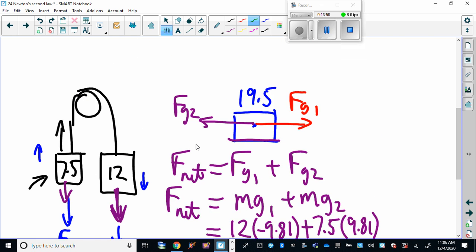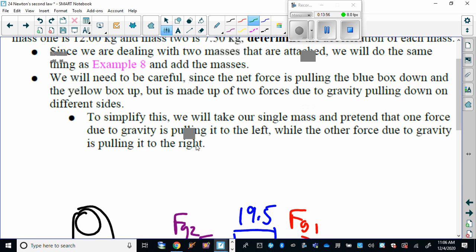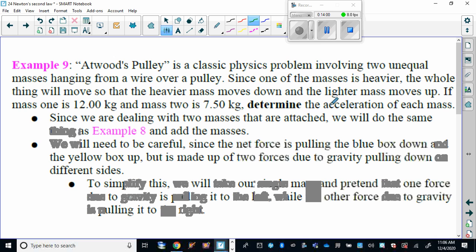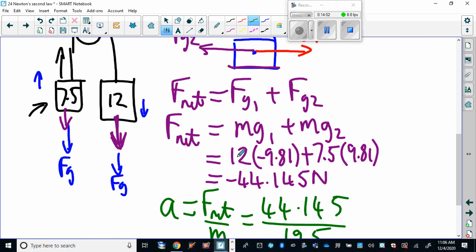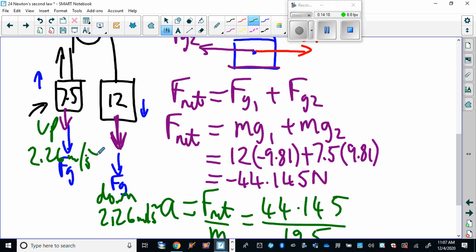So that means, since it says determine the acceleration of each mass, we can say that the 12 is going to accelerate down at 2.26 meters per second squared, and the 7.5 is going to accelerate up at 2.26 meters per second squared. Okay, and that was an Atwood's pulley question.